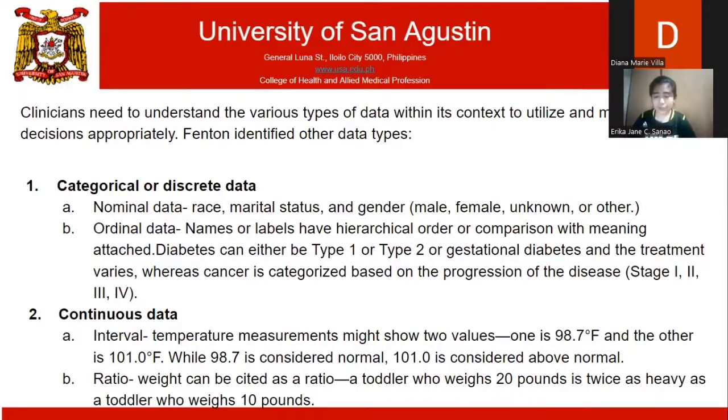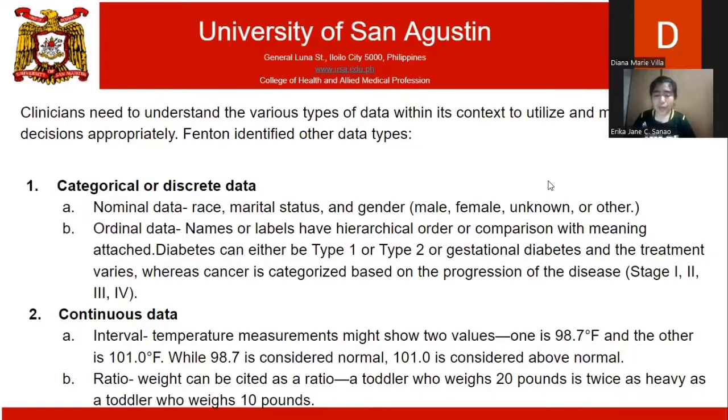For continuous data, we have interval and ratio. For interval, it is a measurement of data where the difference between two values is meaningful. For example, temperature measurements might show two values: one is 98.7 degrees Fahrenheit and the other is 101 degrees Fahrenheit. While 98.7 is considered normal, 101 is considered above normal. The higher value can mean that the patient has a higher temperature or fever. The difference between the two numbers is meaningful as the clinician tries to understand the root cause of the elevated temperature.